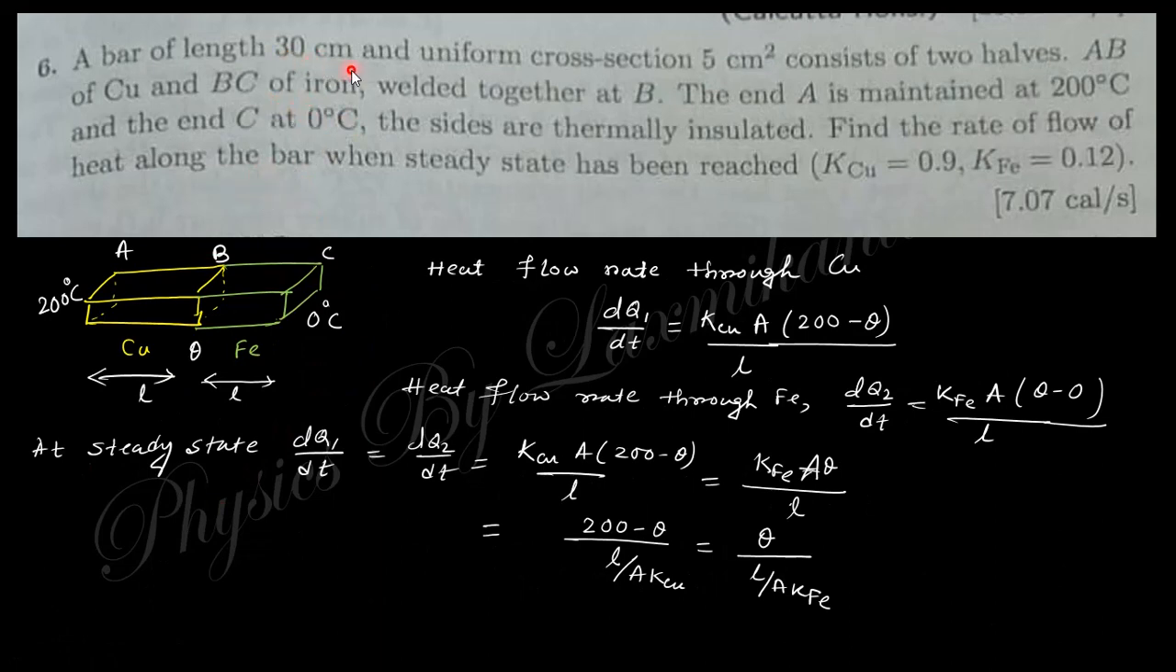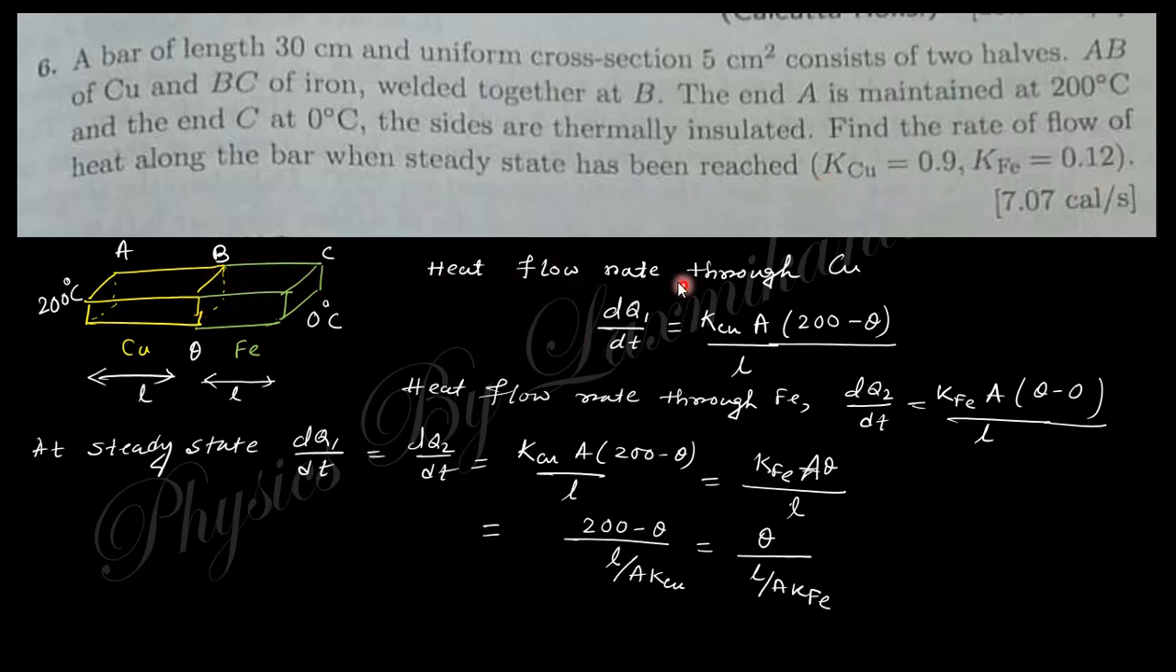A bar of length 30 centimeters and uniform cross-section area 5 centimeter square. AB is copper and BC is iron, welded together at B. The end A is maintained at 100 degrees centigrade, and end C is maintained at 0 degrees centigrade. The sides are thermally insulated. Find the rate of flow of heat along the bar when the steady state is obtained. So you need to find the rate of flow of heat.